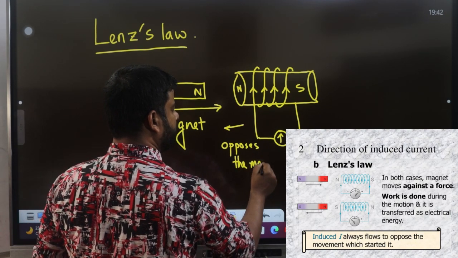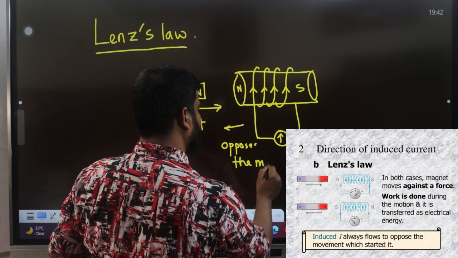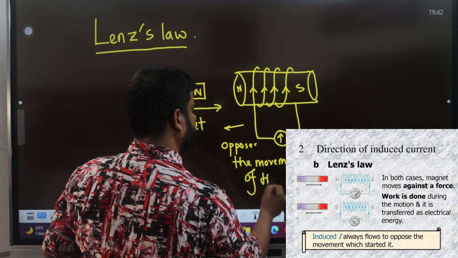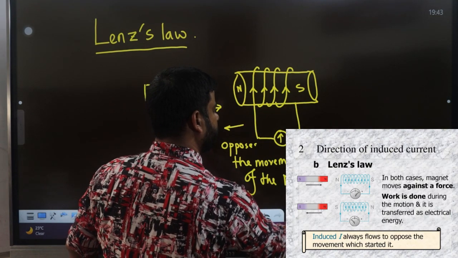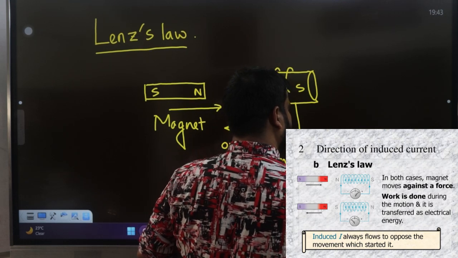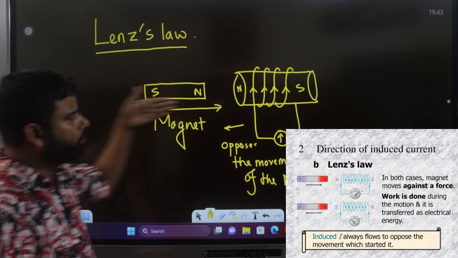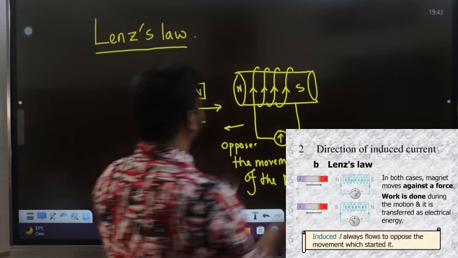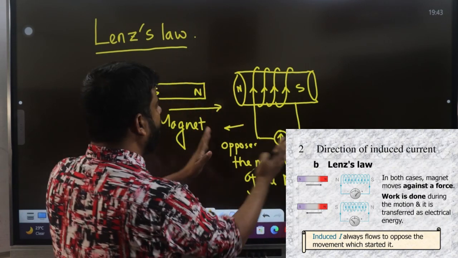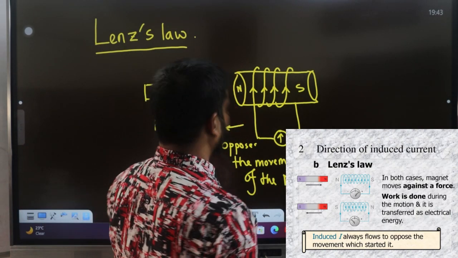It opposes the movement of the north pole into the coil. So when this north pole of the magnet tries to move into the coil, the direction of the current will be in such a way that it opposes the movement of the north pole into the coil.